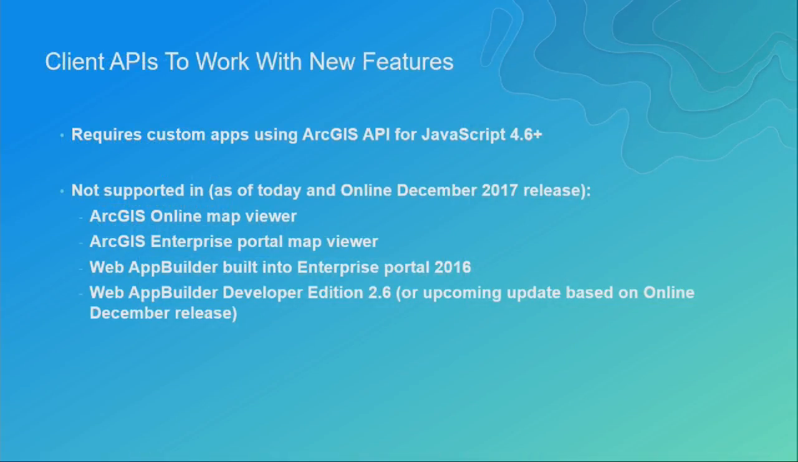Client API support for the new features. At this point, you require custom apps using the ArcGIS API for JavaScript 4.6 or higher. As of right now, it is not supported in ArcGIS Online. That's going to fix itself in the next release in April. So ArcGIS Online and the JavaScript API will be able to fully take advantage of all the features in April, so a short distance away.